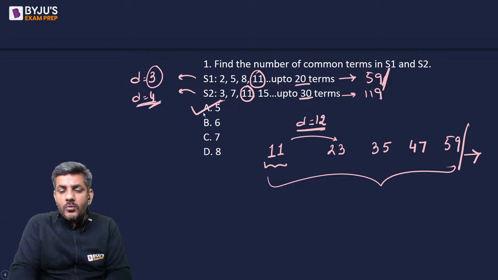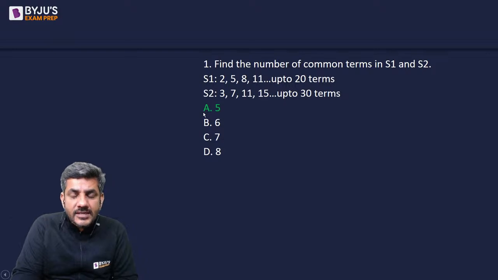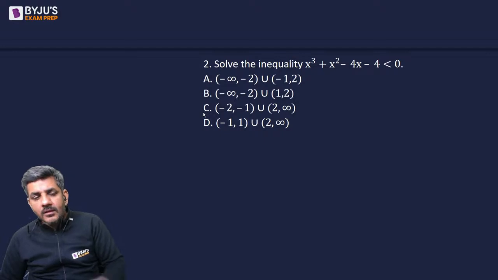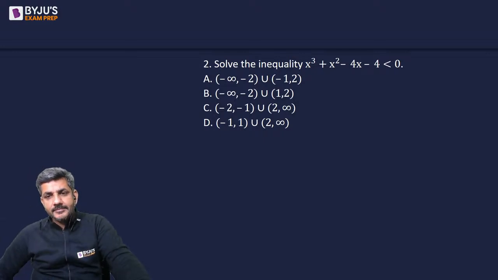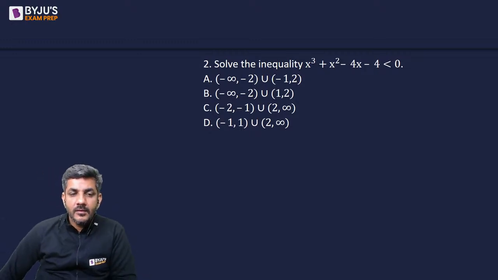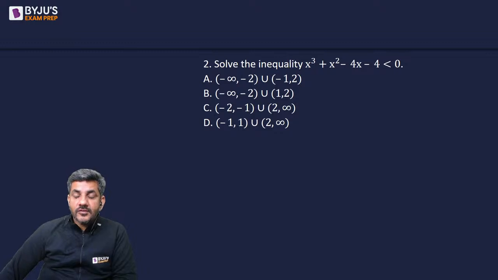That was question number 1. I'll move ahead to question number 2 now. Let's see who does it fastest. Solve this inequality. We have to find the range of numbers which will satisfy this inequality.